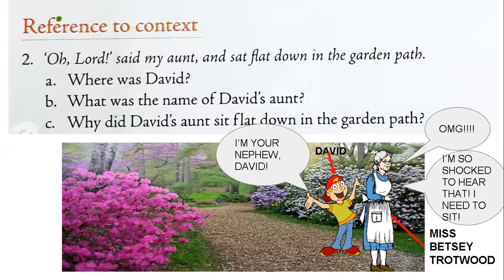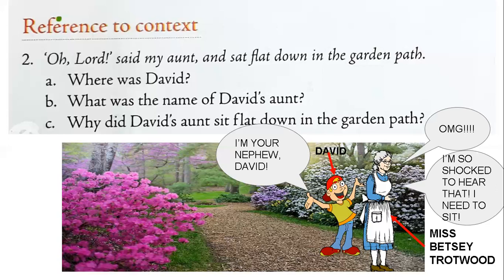So, can you tell me where David was? The first question, where was David? If you look at that picture carefully, you will know where he was. I hope you know. What about B? What was the name of David's aunt? Again, just look at the picture. And C. Why did David's aunt sit flat down in the garden path? I'll read what she said again. "OMG! Oh my gosh! I'm so shocked to hear that. I need to sit." So, why did she sit?